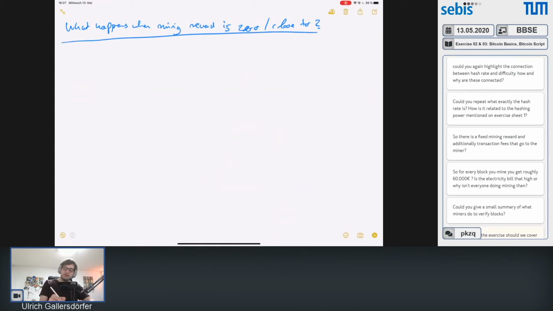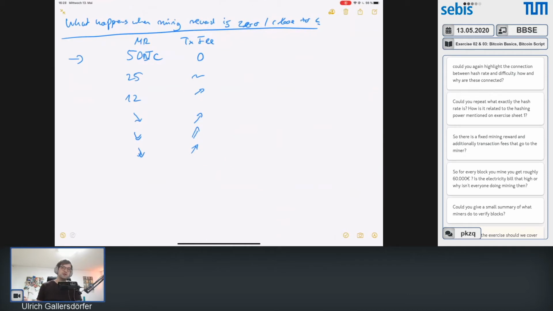So there is some idea. The initial idea was that the mining reward at the beginning is very high and gets very low in the end, because in the beginning you see blocks with no transactions in there. So at the beginning 50 BTC mining reward, and transaction fee 0. And this should go to 25, 12, a little bit more. So the idea is that the transaction fee increases, and the reward decreases and further decreases until no mining reward is left, and miners are only encouraged to mine by transaction fees.